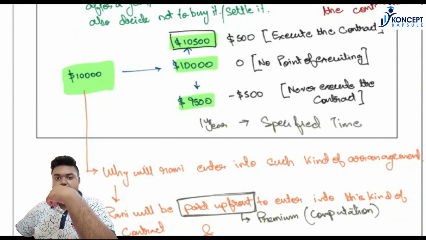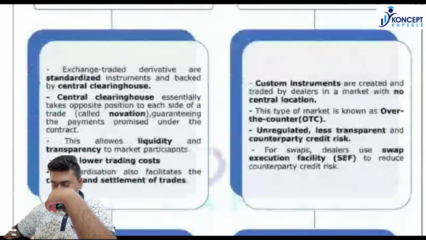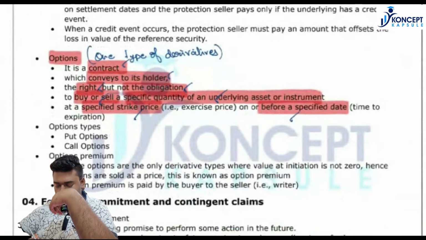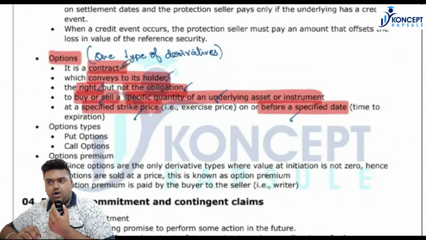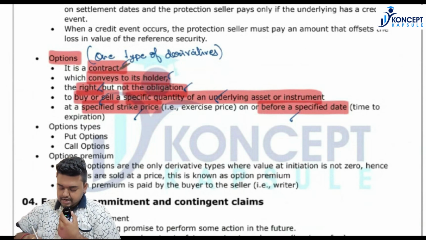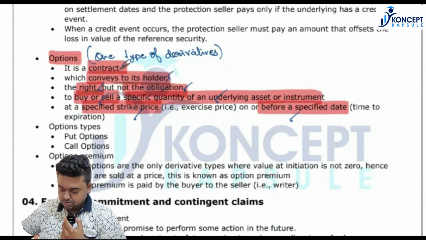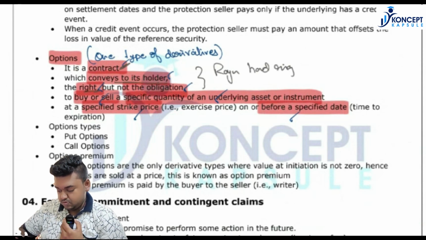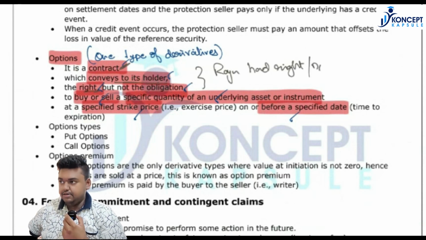So now is everything making sense? Let us again go to the definition. What was the definition telling us? Option is a contract. Yes, it is a contract. It conveys to its holder the right but not an obligation. Yes. So Raju had right but no obligation.